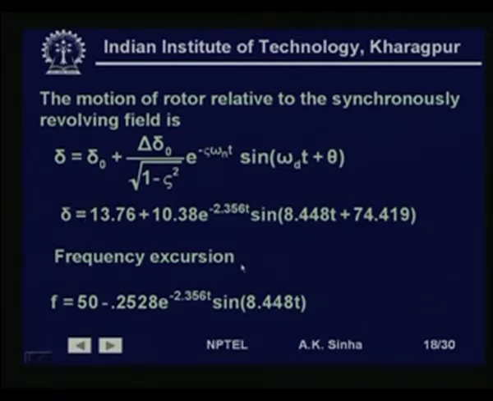And the frequency of excursion is given by this relationship, 50 minus 0.2528 e to the power, again which we are finding as t increases, this frequency will also settle down to 50 hertz.